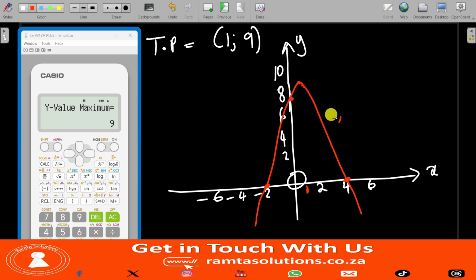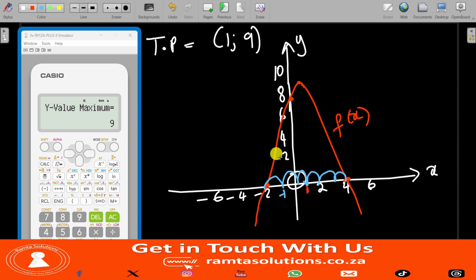So what is this? Indeed, this is your f of x. Now let's confirm if indeed x equals 1 is the axis of symmetry. So it will be 1, 2, 3 on the left and 1, 2, 3 on the right. Indeed, it is the axis of symmetry.